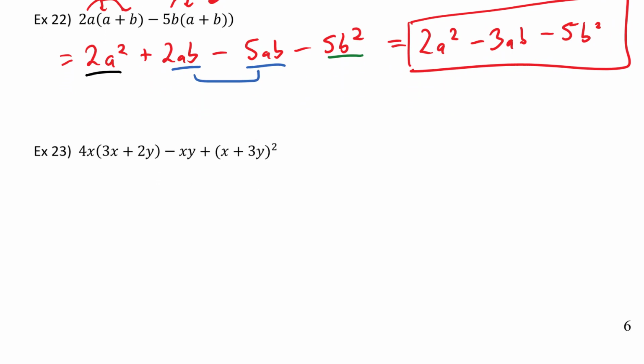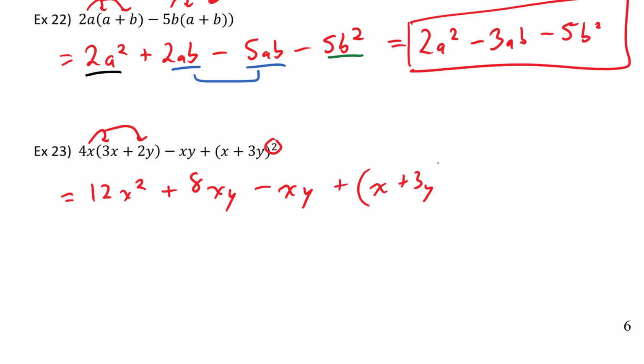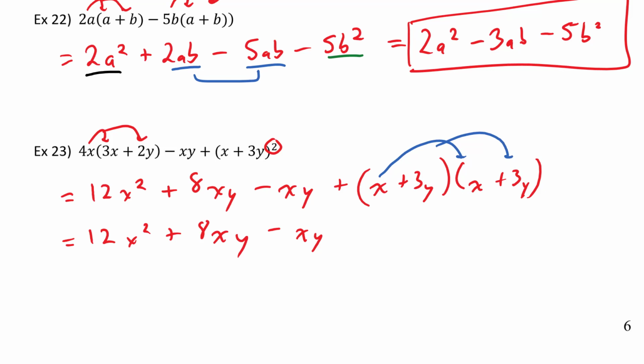Example 23 now. Let's take that up. Distribute here and here. 12x squared plus 8xy minus xy. And then here, let's just make sure we don't mess up, we're going to square the x plus 3y and write that down. First, we'll distribute the x to both terms. And then we'll distribute the 3y to both terms.